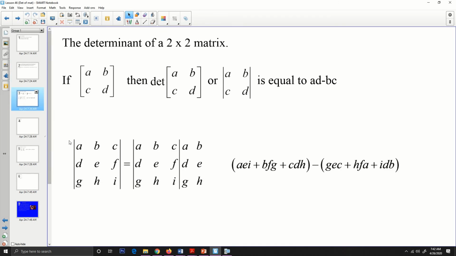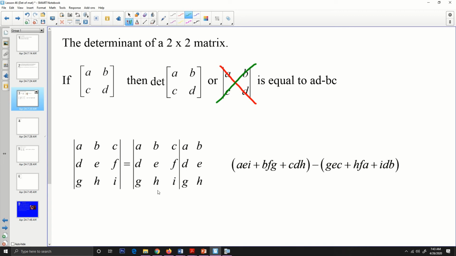Now, to find these determinants, if you're given, let's say, a 2 by 2 matrix A, B, C, D, and they're asking for a determinant, either they put the DET out in front or they change the brackets to just lines. The way you do this is you're going to be multiplying down diagonals and subtracting up diagonals. What I mean by that is it's going down through A and D, giving A times D, and then up through C and B, B times C.